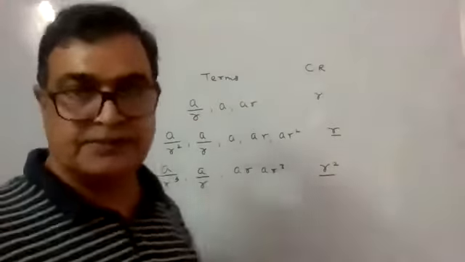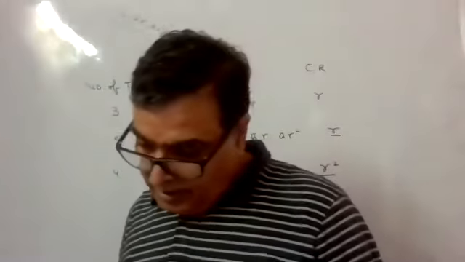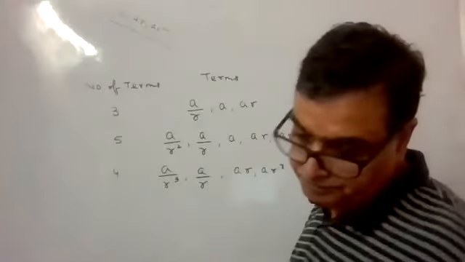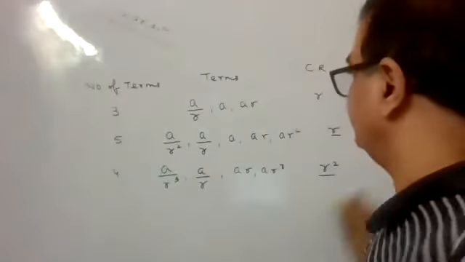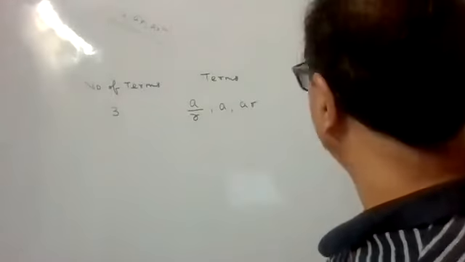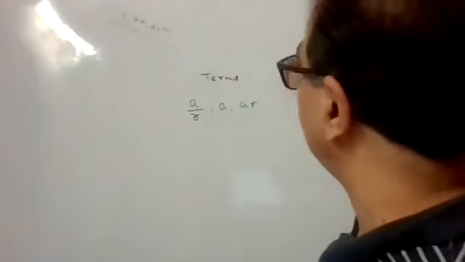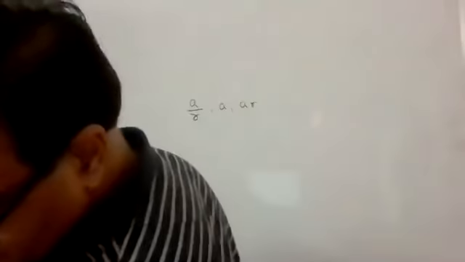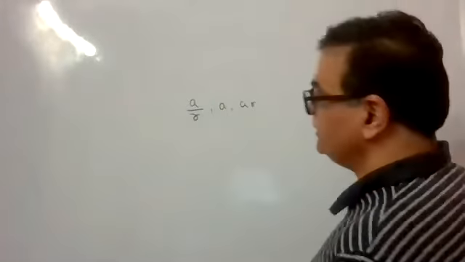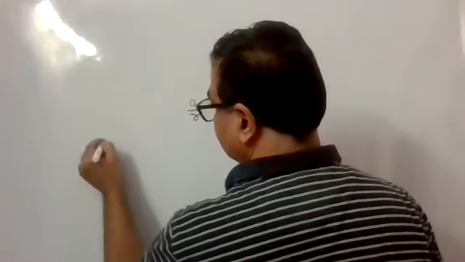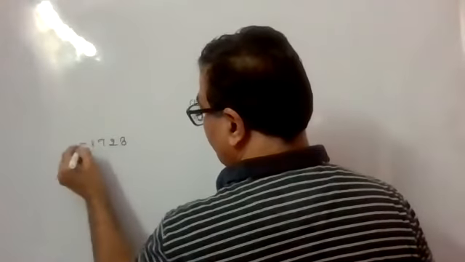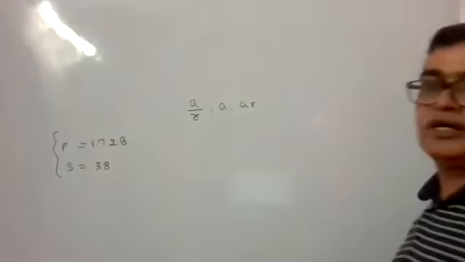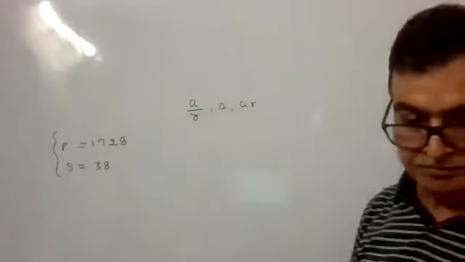Right, first question please. If the sum of three terms in GP is 38, and their product is 1728. 1728 is the product, sum is 38. My question is, what are the numbers? Find out please.